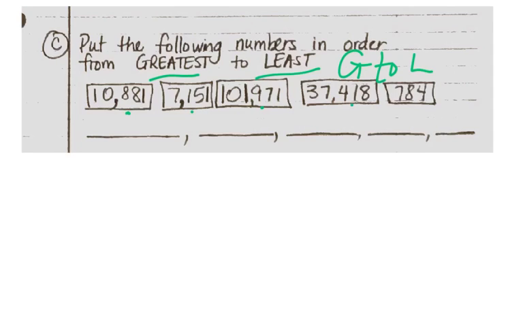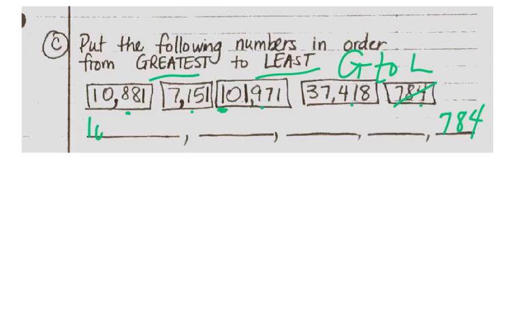Well, just looking at these numbers, I have a 5-digit number, a 4-digit number, a 6-digit number, a 5-digit number, and a 3-digit number. And all of these are whole numbers. That means there's no decimals. So I already know the number with the fewest number of digits is going to be my least number because it only goes to the hundreds place. So I'm going to put 784 as my smallest number. And just from saying these numbers, I knew that my 6-digit number, 101,971, was my largest number because this was the only number that had a digit in the hundred thousands place.